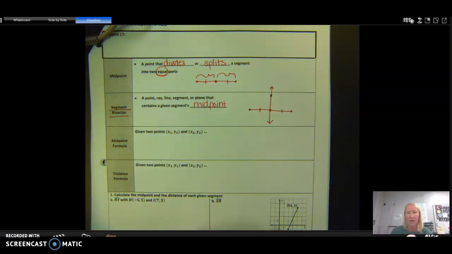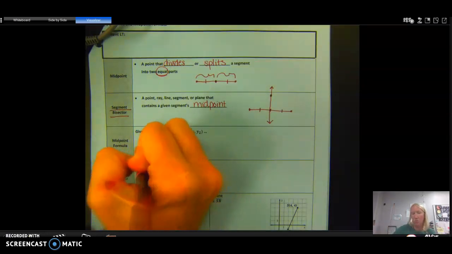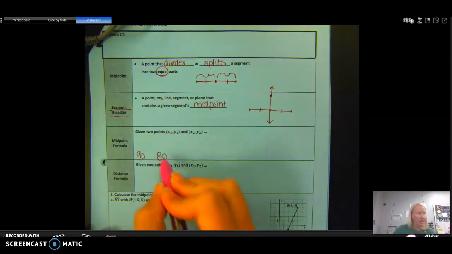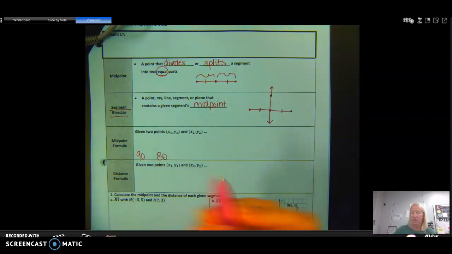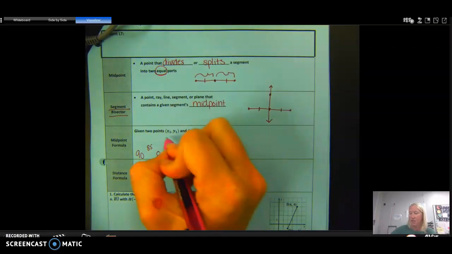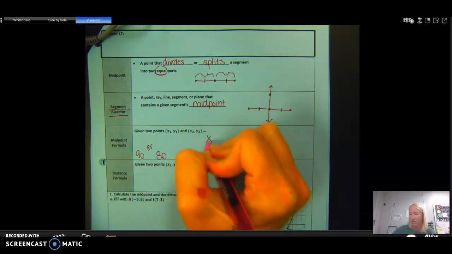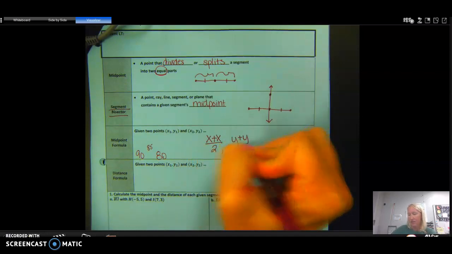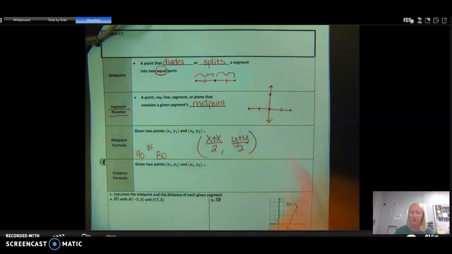Midpoint formula, it's kind of like averaging grades. So if you wanted to find the direct middle of your grades, let's say I had a 90% on one test and an 80% on another test, right? You would add them together and divide by 2, okay? And it would give you an 85. Same thing here. You're going to add your x's and divide by 2, but we're also going to add our y's and divide by 2. Okay? So that will give you the midpoint on a coordinate grid.